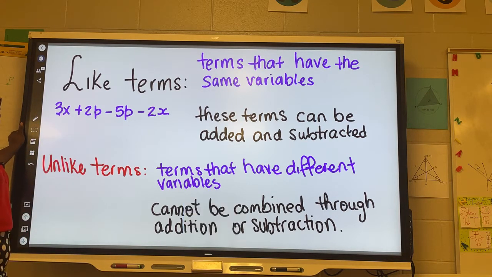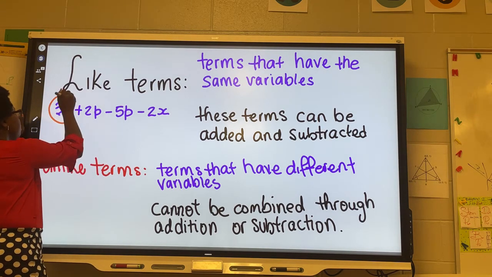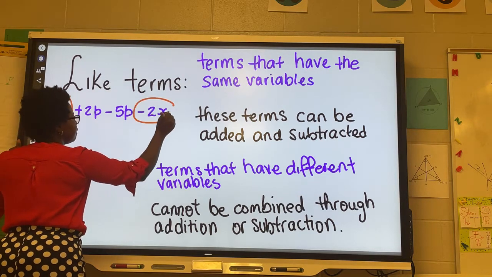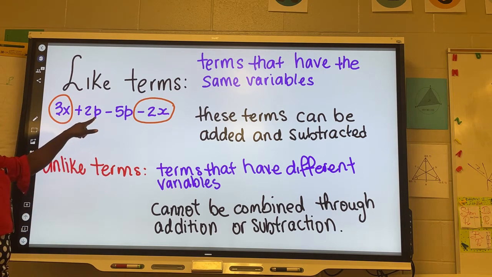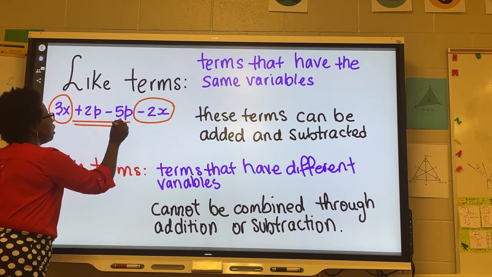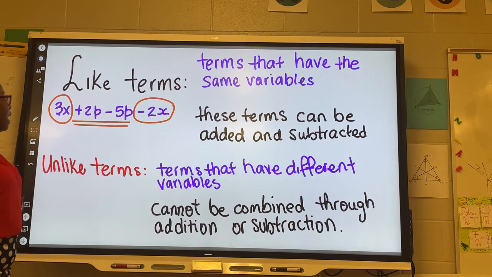Since we are working with two variables, x and p, we need to group all the p's and group all the x's. In this case, we must group the 3x with the negative 2x, and we must group the 2p with the negative 5p. These two are like terms, and the ones I circled are also like terms.